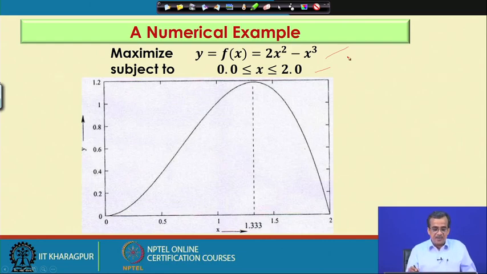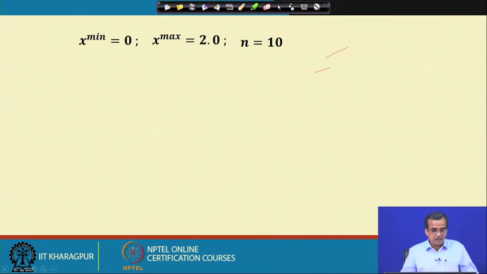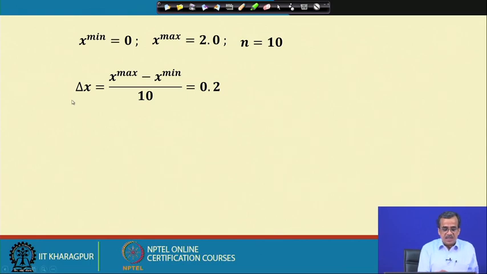This is a function of only one variable. So, y is a function of x. This is the plot of this particular function, and I will have to find out the maximum value of this function. Now, here x minimum equals 0 and x maximum equals 2.0, and let me consider small n equal to 10. Now, the change in x, that is delta x, is x maximum minus x minimum divided by 10, which equals 0.2.